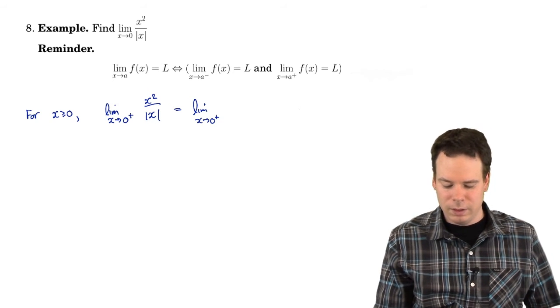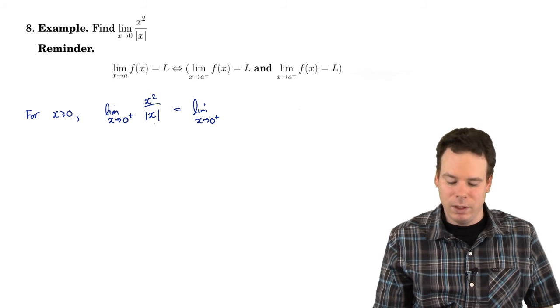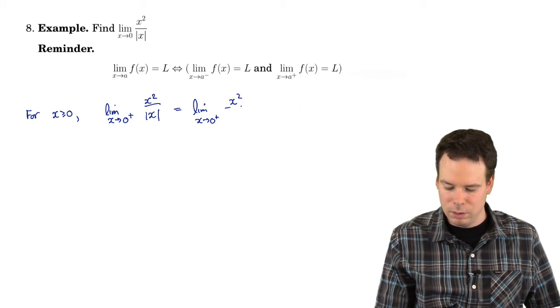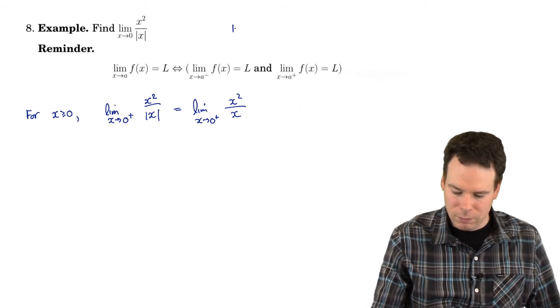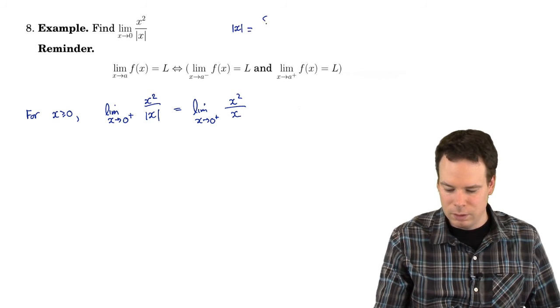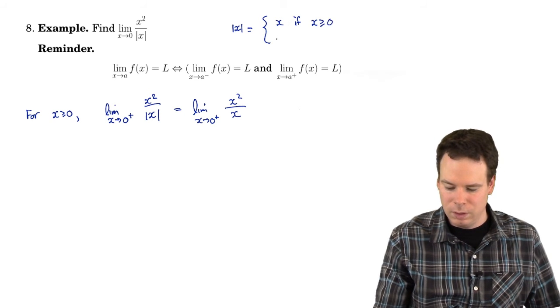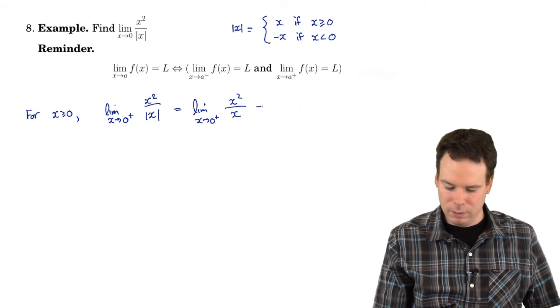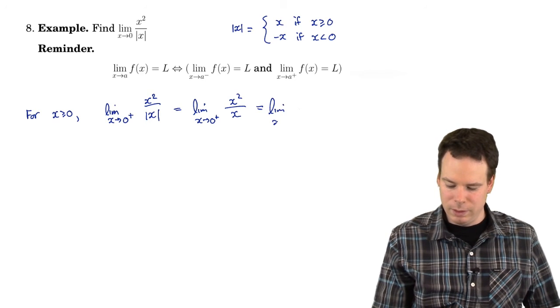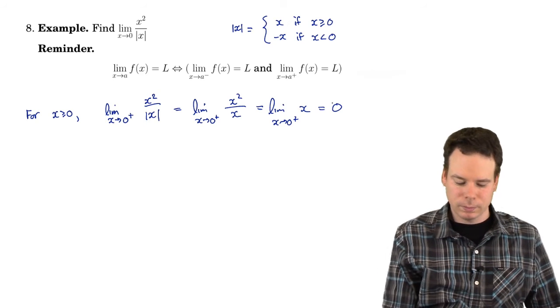Well, if x is positive, then taking its absolute value does nothing to it. So I can always replace that with x itself. Here we're using the fact that absolute value of x is defined to be x if x is positive and negative x if x is negative. And we've just used that first piece there. So this becomes the limit as x goes to 0 from the right of x, which is just 0.